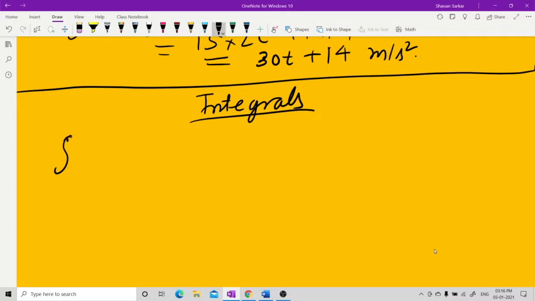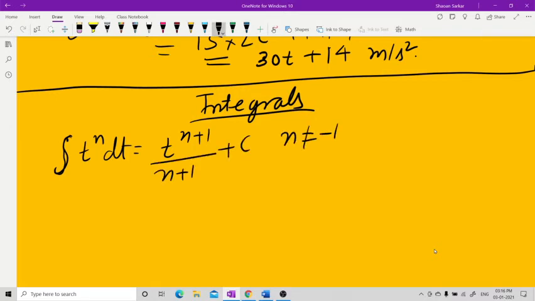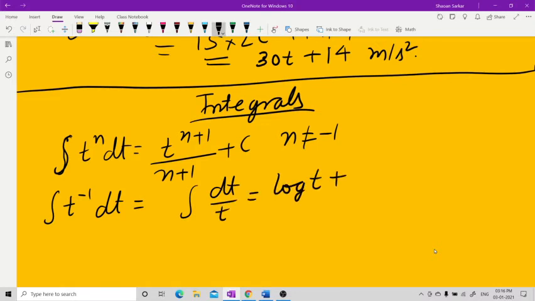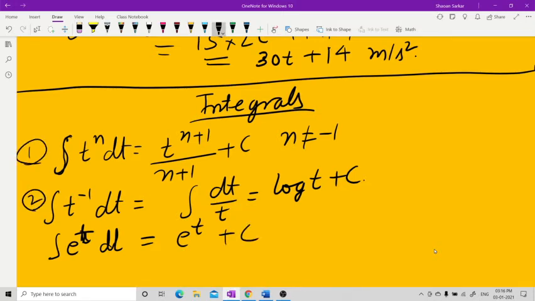First one, integral, this is the way you write. Integral of tⁿ dt is tⁿ⁺¹ upon n+1 plus some constant c, n not equal to −1. If n is −1, then it becomes integral of 1/t, and this becomes log t plus some c. Similarly, integral of eᵗ dt becomes eᵗ plus some constant. This is 1, 2, 3. And this is the most important one, this two. Mostly we will be using this one.